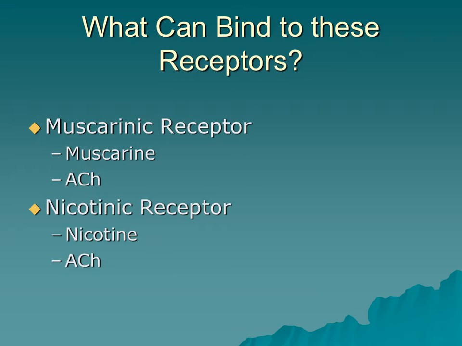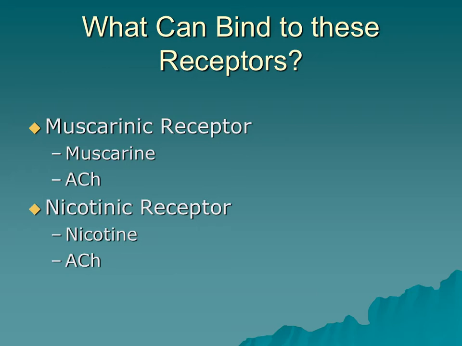That is, if we look at a muscarinic receptor, what binds? Muscarine, but not nicotine. So nicotine cannot bind to a muscarinic receptor, and conversely we see that muscarine will not bind to a nicotinic receptor. So we see muscarine being able to bind, but not nicotine, and then ACH. And for the nicotinic receptor, we see nicotine can bind, and ACH, but not muscarine.